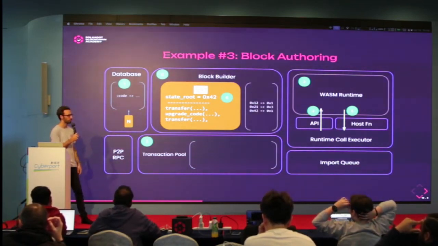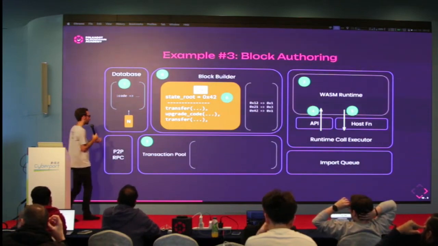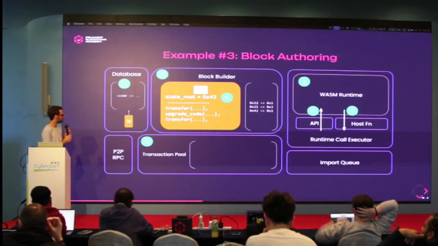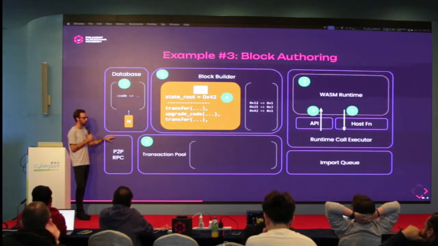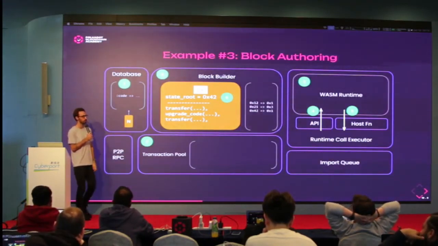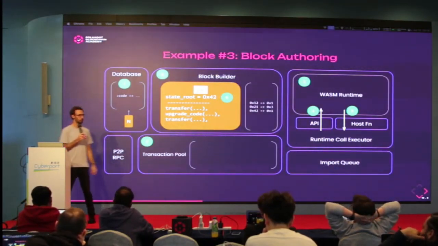Okay, thank you. But a good addition that you made to my diagram is that once everything is done here, there is a step 7, which is back here at the networking. So we have a new block, and we want to now share it with the rest of the world. Yeah, Kian.